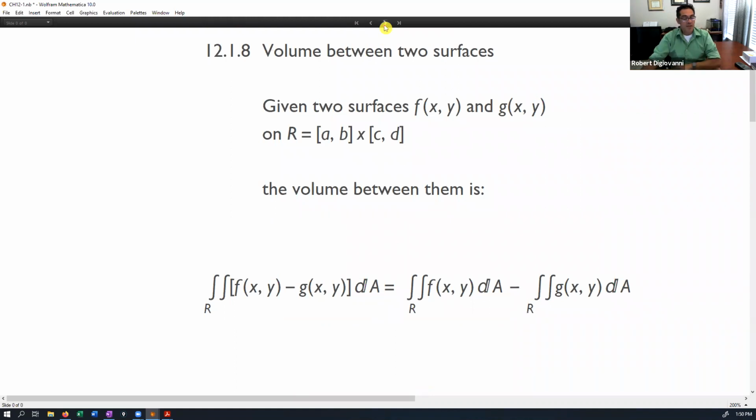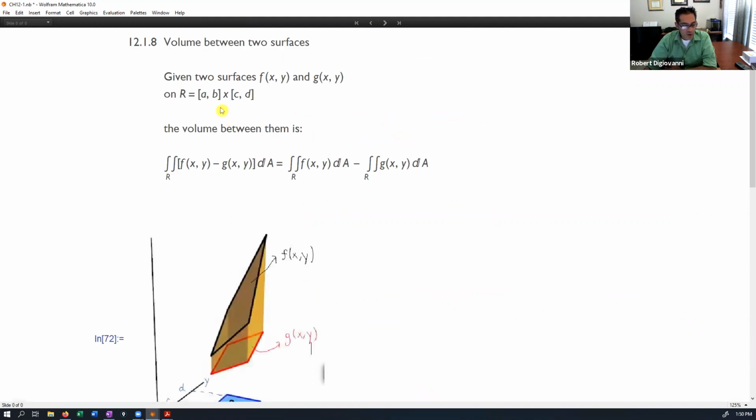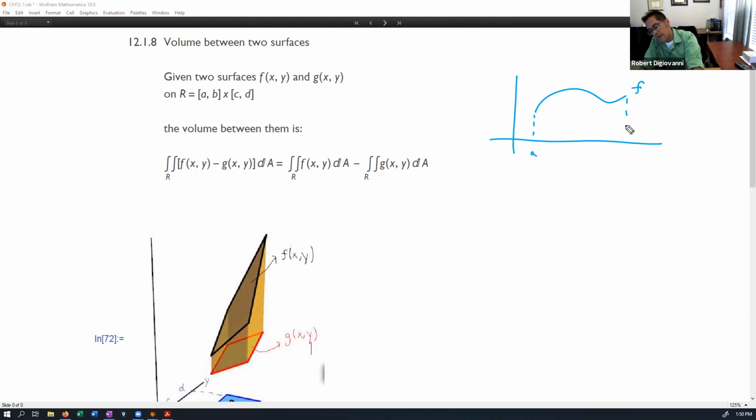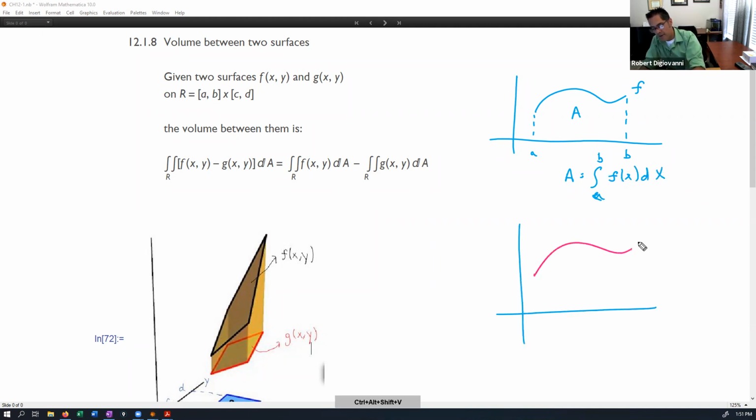All right, so now let's use this to try and figure out a reasonable way to find the volume between two surfaces. So back in Cal 2, think again. In Cal 2, we started out with the function f. We went from a to b, and then we said that the area here would be the integral from a to b of f of x dx. And then after that, you say, okay, well, what if you have a function f and then some function g, and you want to find the area between them?